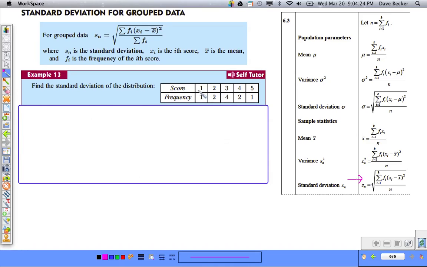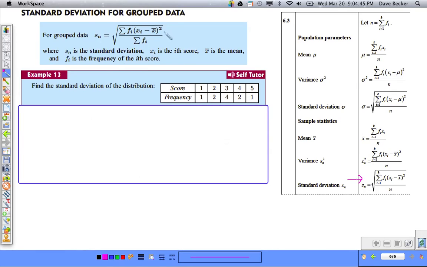I don't know, let's say there's some sort of game where you can either score a 1, a 2, a 3, a 4, or a 5. And the frequency of a score of 1, that happened 1 time. A score of 2 happened twice. A score of 3 happened 4 times. A score of 4 happened twice. A score of 5 happened once.